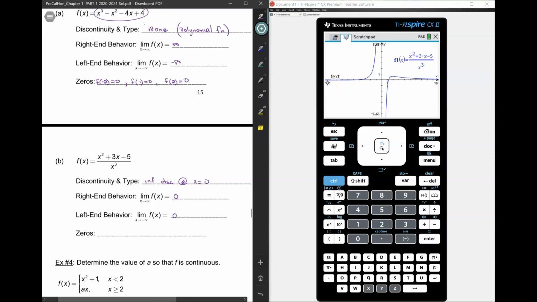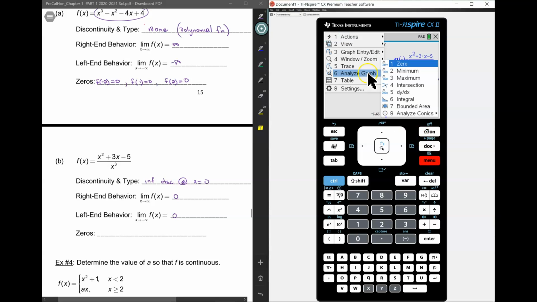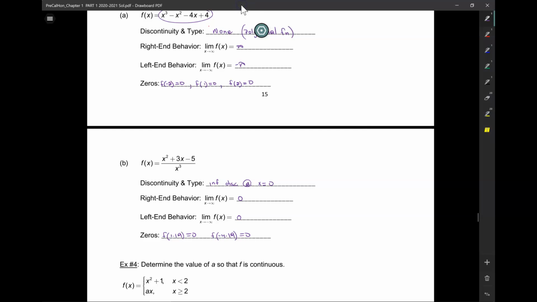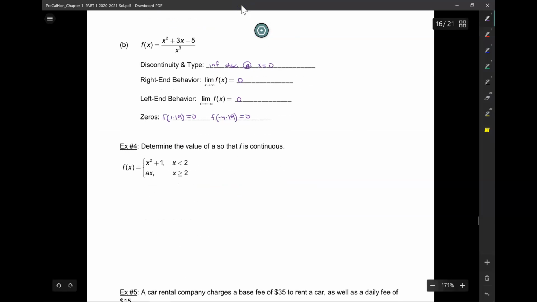And then next, what you want to do is find the zeros of this function. So we're going to do analyze graph this time. The first zero is here, 1.19. So I'm going to write f of 1.19 is equal to 0. And then the other one is at negative 4.19.